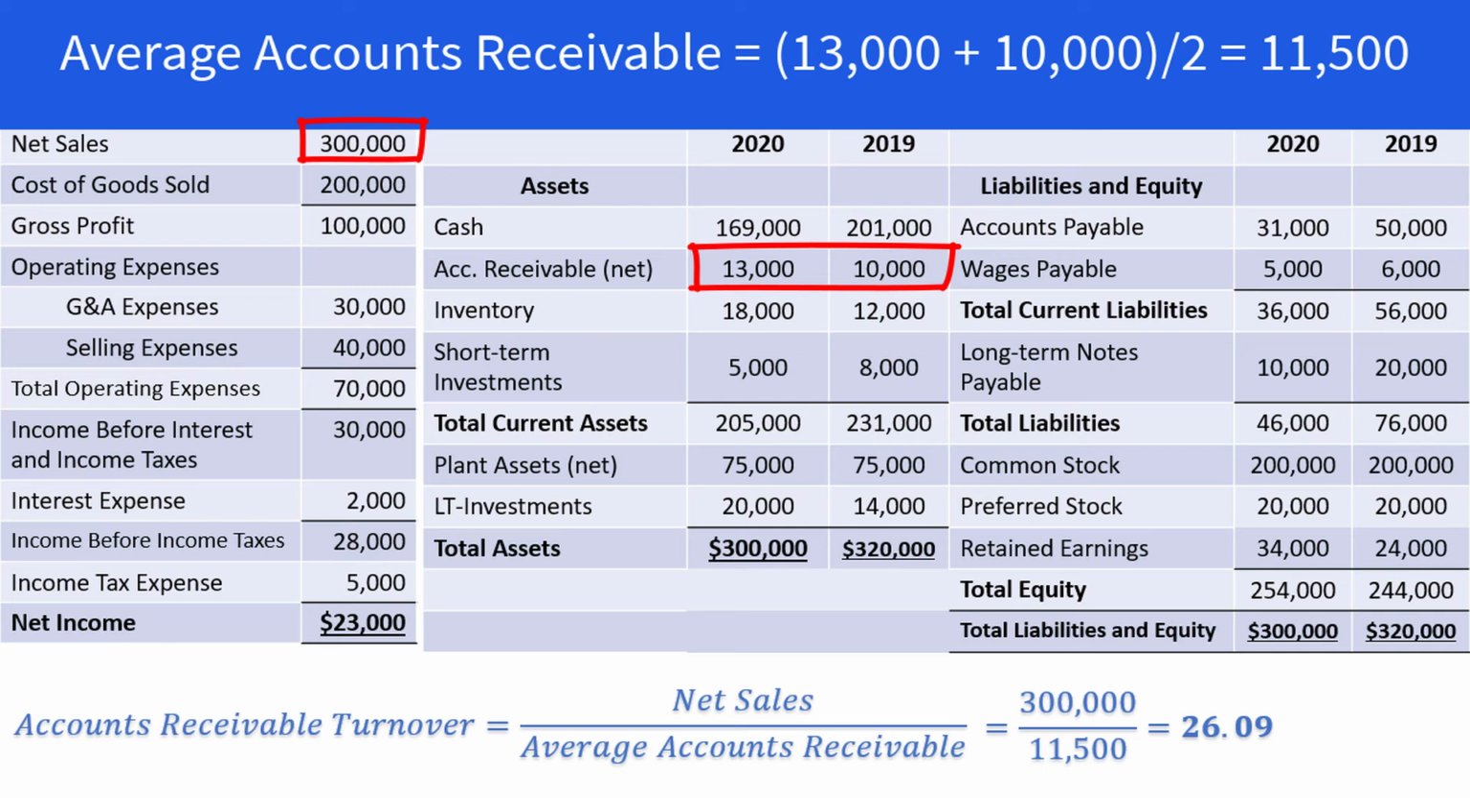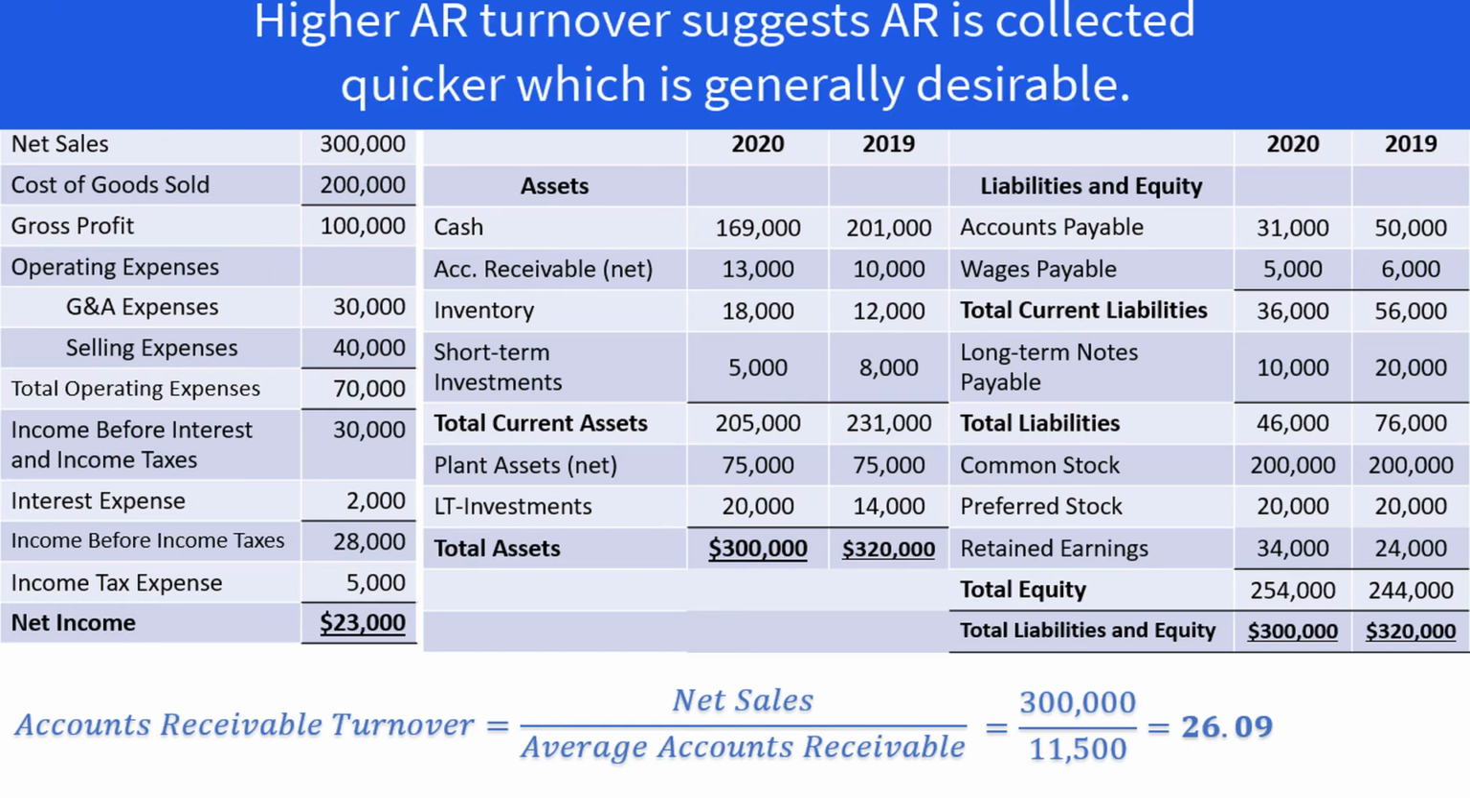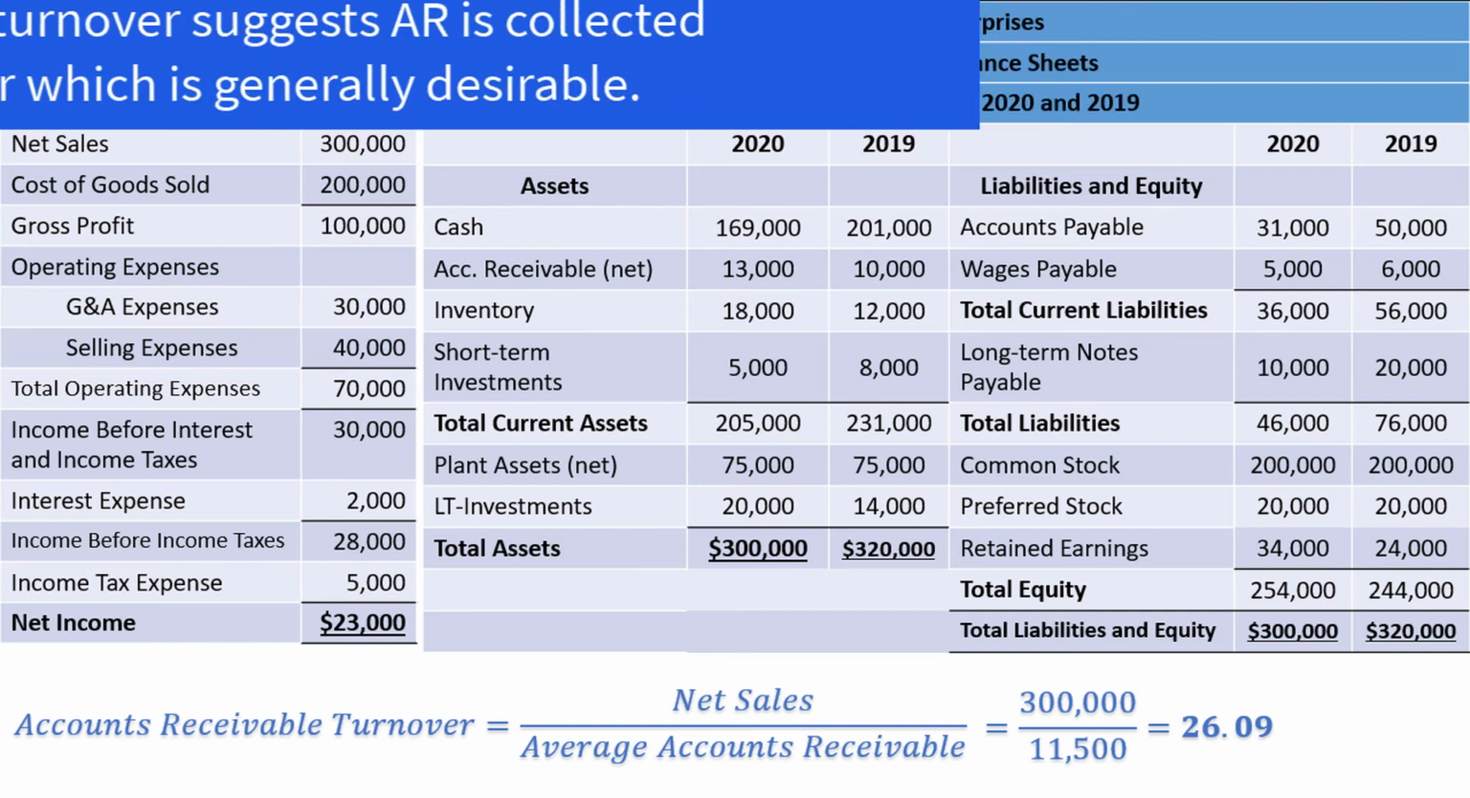which is about 26.09. This means that the accounts receivable average balance of 11,500 is collected about 26.09 times throughout the year. Ideally, the numerator would be net credit sales instead of net total sales, but oftentimes financial statements don't make this distinction. Higher accounts receivable turnover indicates that accounts receivable is generally collected fairly quickly, which is a good thing. Accounts receivable that isn't collected for long periods of time might have a greater chance of becoming uncollectible, so we generally prefer a higher accounts receivable turnover.